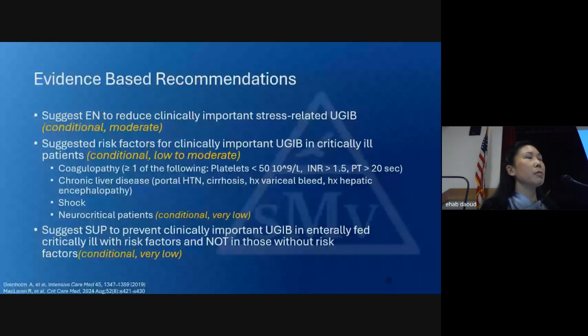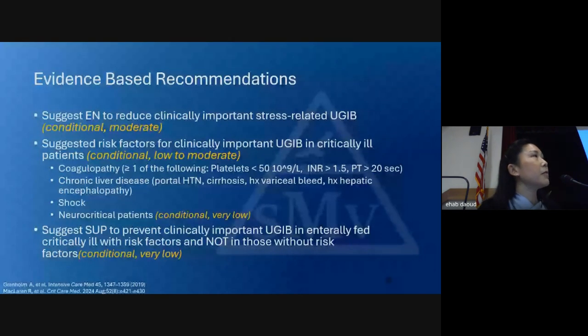The first, which is one of the stronger recommendations, is you can use enteral nutrition to reduce clinically important stress ulcer-related bleeding. So feed your patients early, as soon as possible. This helps decrease risk of stress ulcers.